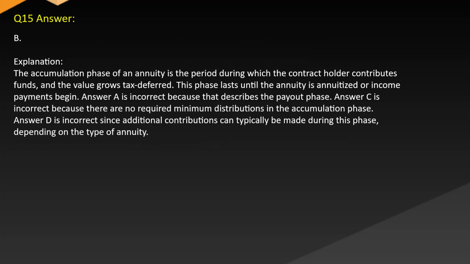Answer B. Explanation. The accumulation phase of an annuity is the period during which the contract holder contributes funds and the value grows tax-deferred. This phase lasts until the annuity is annuitized or income payments begin. Answer A is incorrect because that describes the payout phase. Answer C is incorrect because there are no required minimum distributions in the accumulation phase. Answer D is incorrect since additional contributions can typically be made during this phase, depending on the type of annuity.